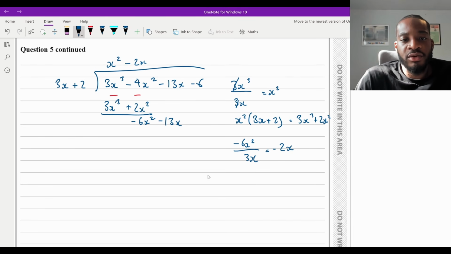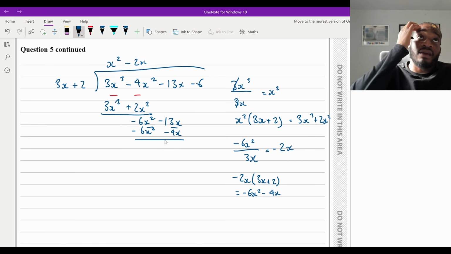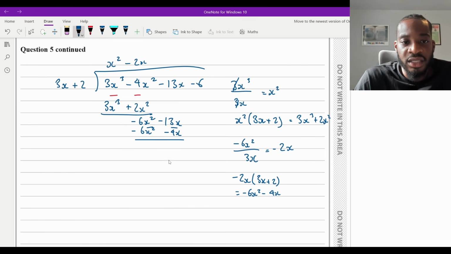Now repeat the process. We're going to do minus 2x times 3x plus 2. That's going to be negative 6x squared and a minus 4x, isn't it? Minus 6x squared minus 4x. Take these away. That becomes 0, minus x squared minus x squared becomes 0. Minus 13 minus is a plus, so minus 13 plus 4 is a minus 9. So that's going to be minus 9x there.